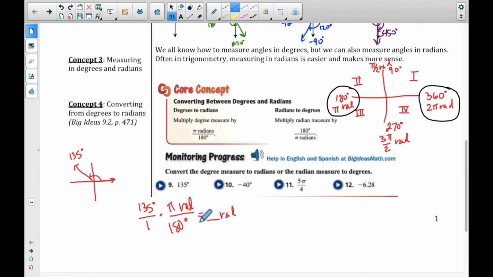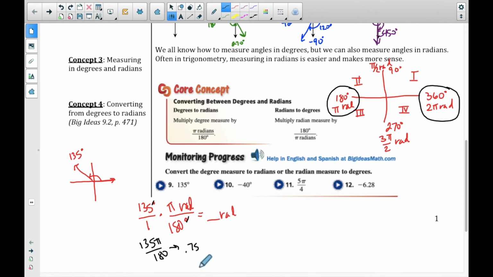I'm going to go and do a couple of things. Like I said, the degrees cancel. So now I have 135 pi over 180. I'm going to go to my calculator and see what 135 divided by 180 is. And I'm going to reduce that fraction. Well, my calculator says that it's 0.75.